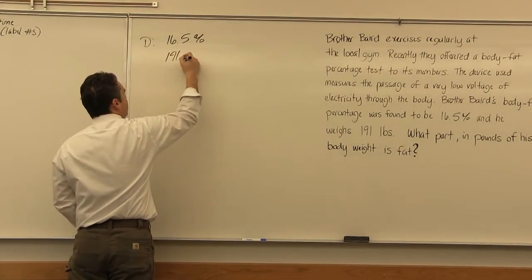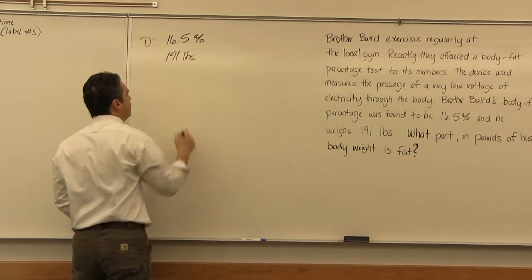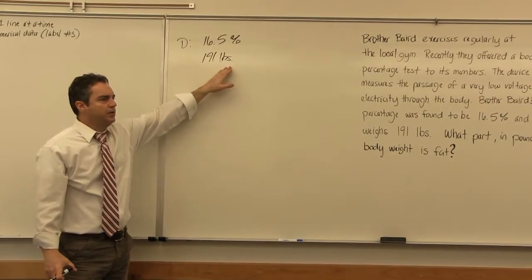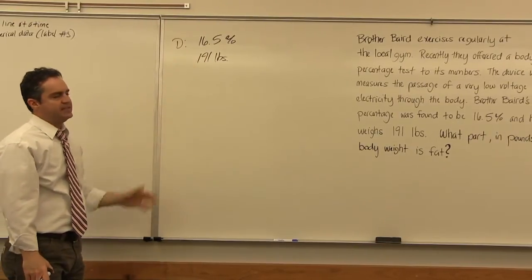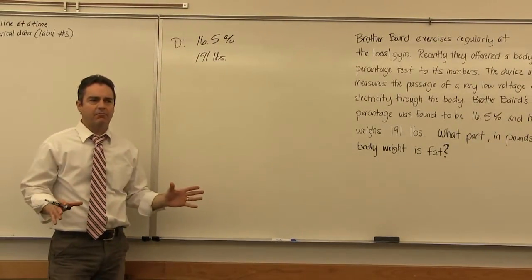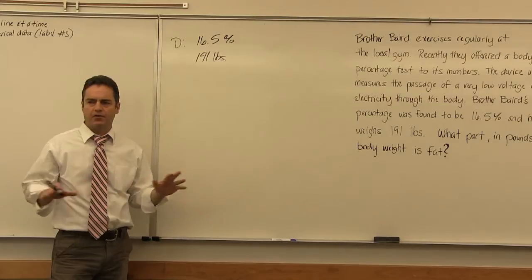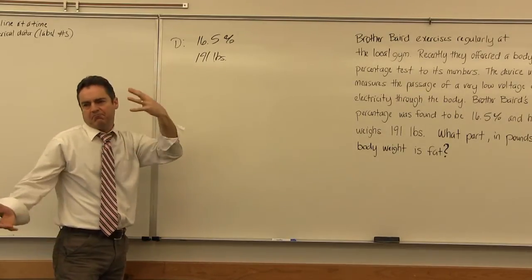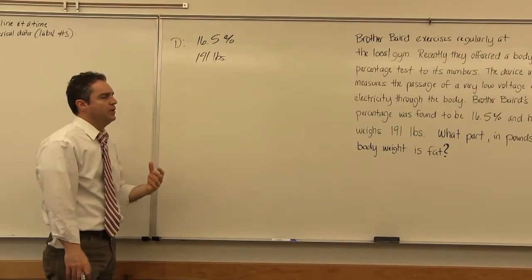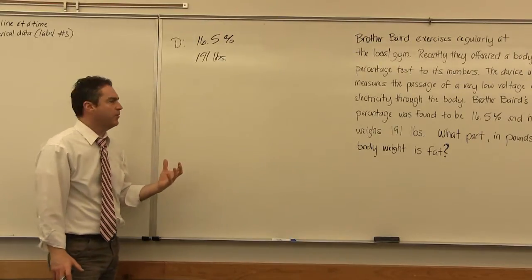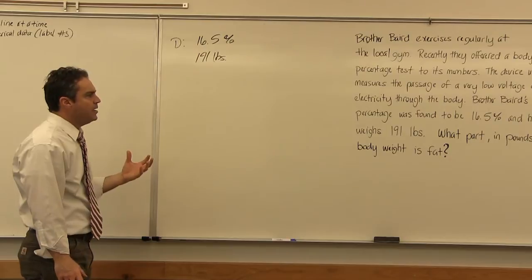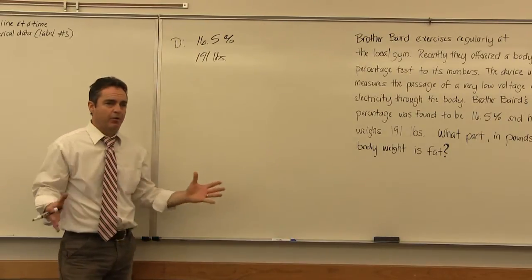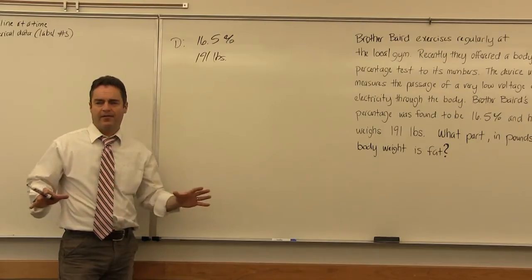Again, we have numbers. Now, for those of you who don't use pounds in your local region, this is approximately 87 kilograms, but that doesn't matter. We don't need to convert this. Conversion is not part of this problem. But just for your local understanding, somebody who weighs 191 pounds weighs approximately 87 kilograms. Okay. And we read on. What part in pounds of his body weight is fat? Do I have any other numbers? I have none.